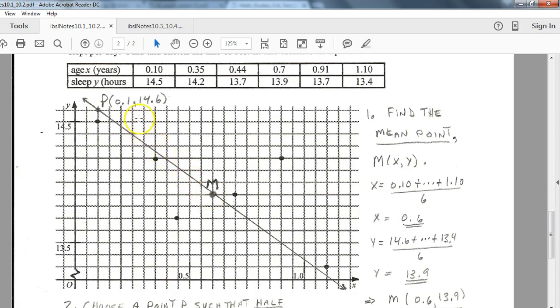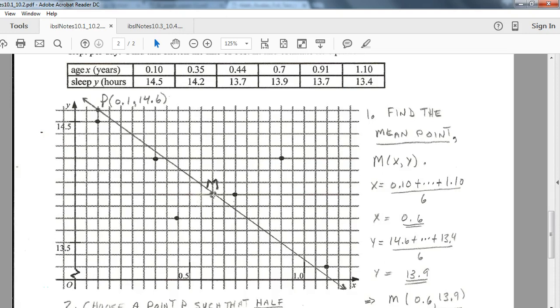Somebody else might start here and draw their line through M, and it might do something like this, and that would still be an equal number of points on both sides. It would still go through the mean point, but somebody could get something a little different than what you might get. That's why the eyeball method is not a popular way of doing this, because it creates room for a lot of different answers. We'll be doing this line of best fit in our calculator in the next video lesson, but this is the way you could do it by hand.